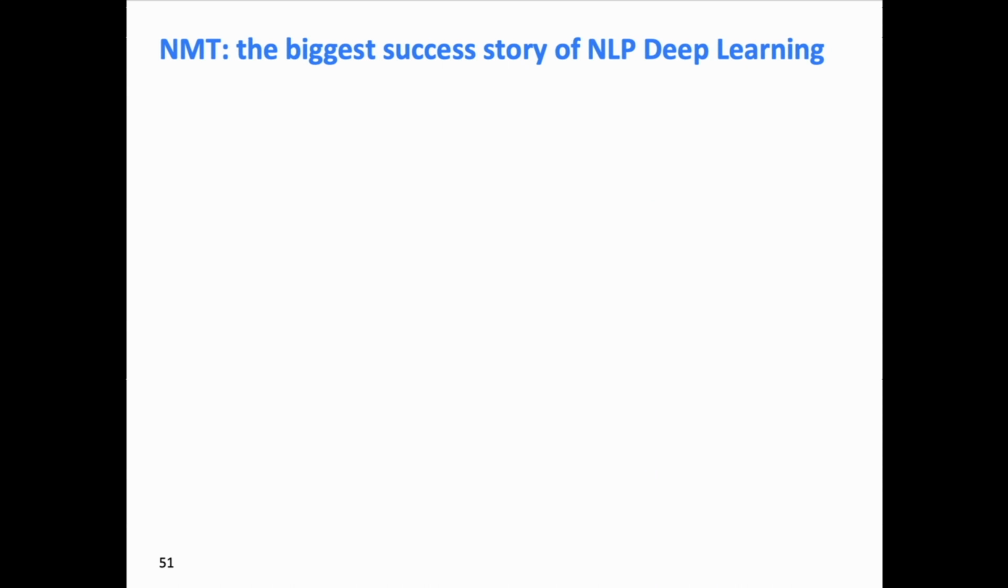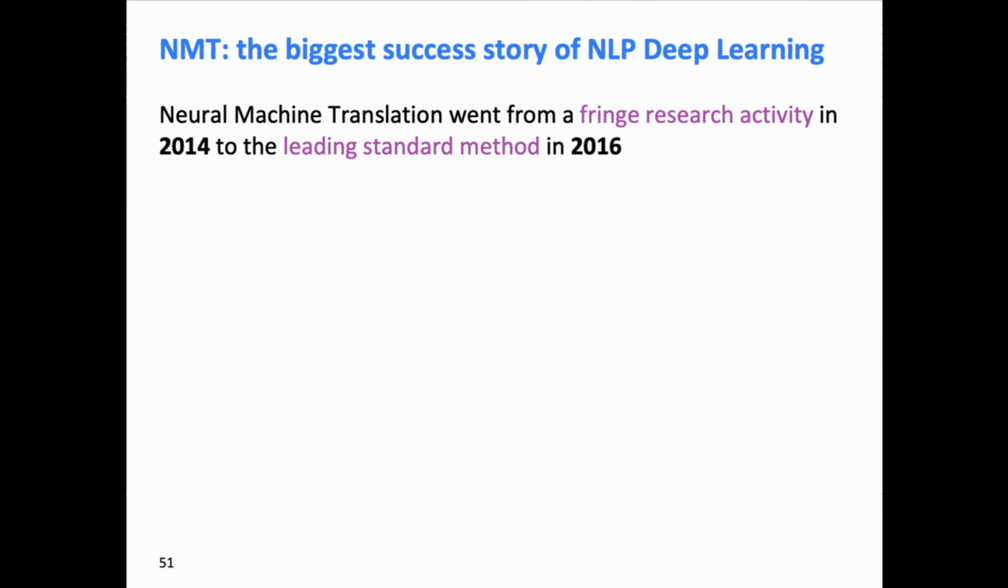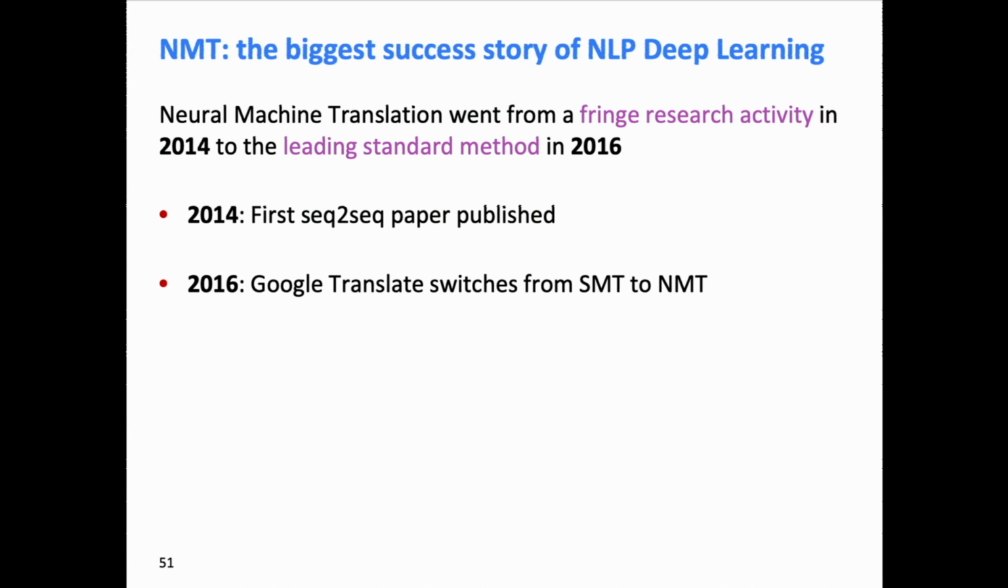So you could, in fact, call NMT the biggest success story of NLP in deep learning. Because if you think about the history of this, NMT went from being a fringe research activity in 2014 to being actually the leading standard method for machine translation in the wild in 2016. In particular, in 2014, the first Seq2Seq paper was published, and in 2016, Google Translate switches from SMT to NMT. This is a pretty remarkable turnaround for just 2 years.